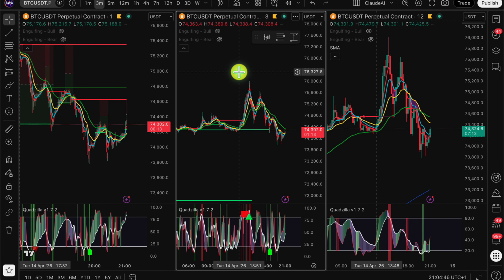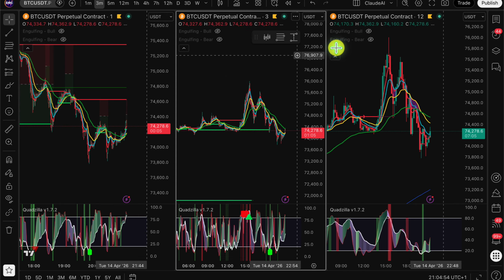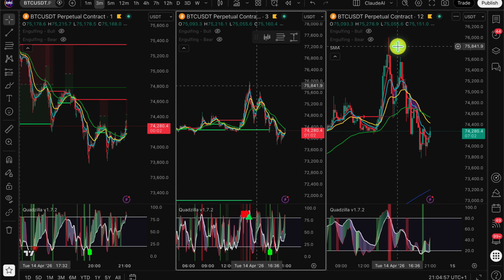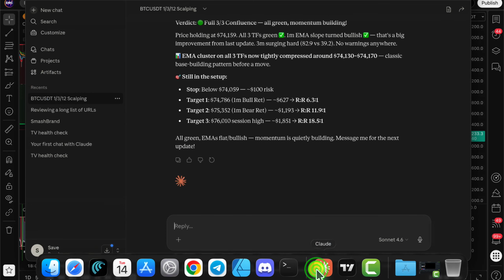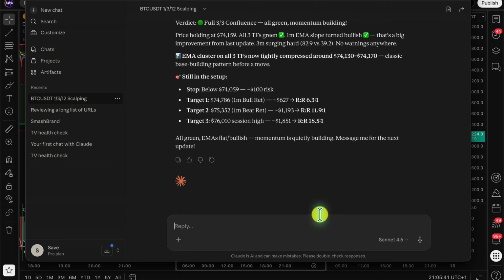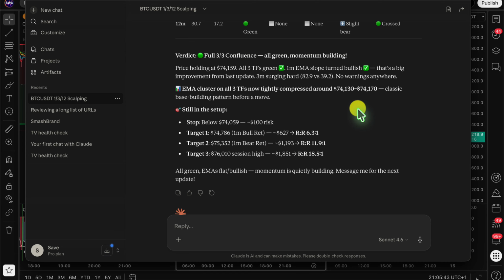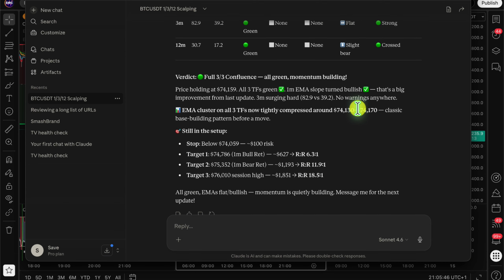My name is Savewith Crypto, and what I've done here is I've got TradingView set on the 1 minute, 3 minute and 12 minute time frame using BTC USDT as the pair, and I'm looking at the perpetual contract chart on ByBit. Now what I've also done is I've set up Claude AI to talk to TradingView with the 1 minute, 3 minute and 12 minute time frame, and I've been giving Claude as much information as I can about Quadzilla and the way it works.